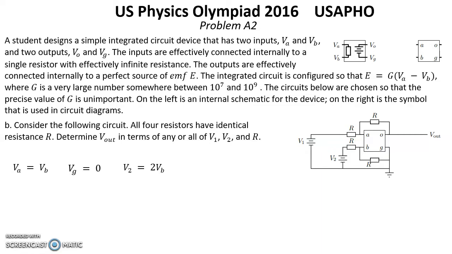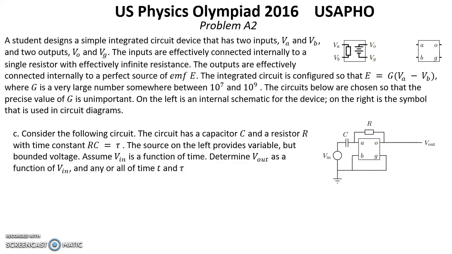So it means that V1 plus V out equals VA. Then V out equals VA minus V1, or V2 minus V1. This was the answer for question B, and this circuit is a subtractor.